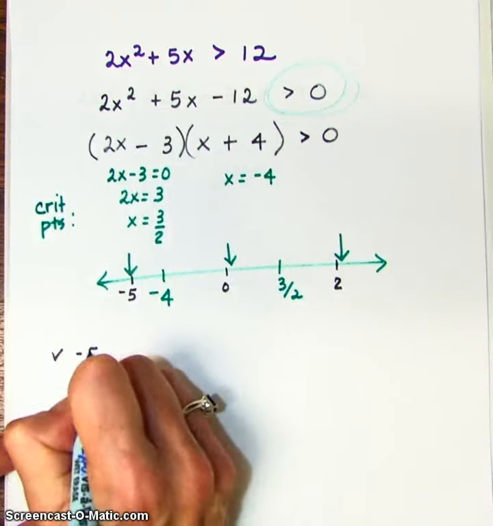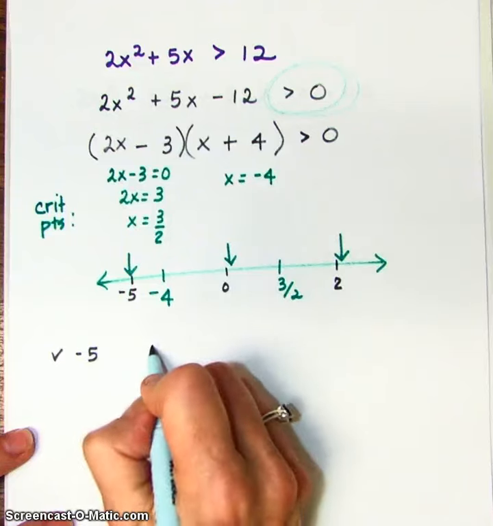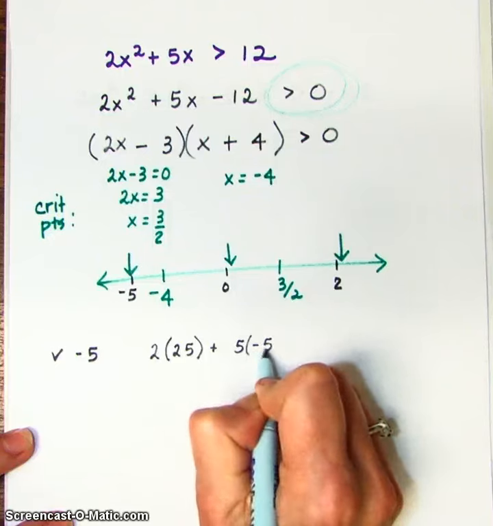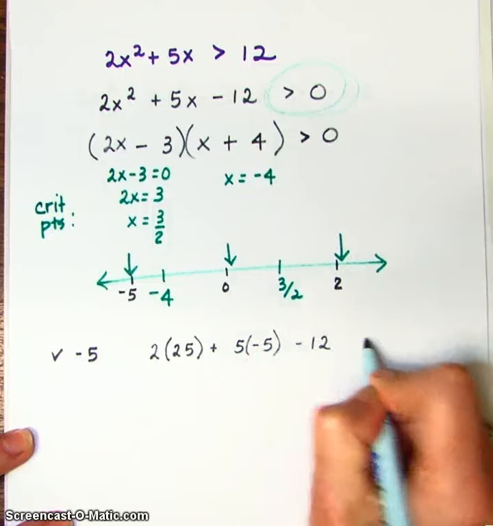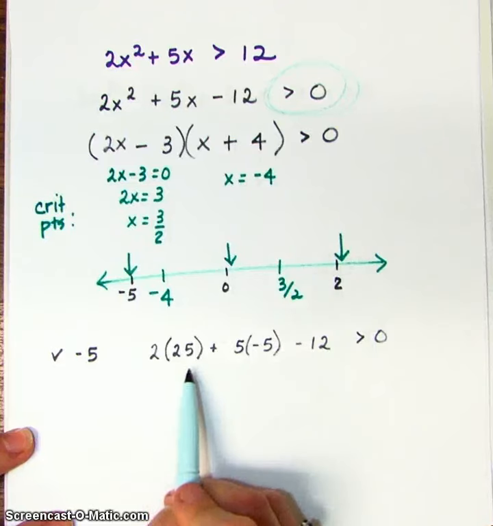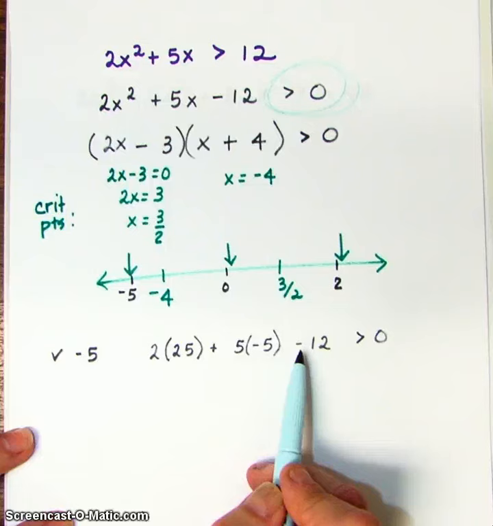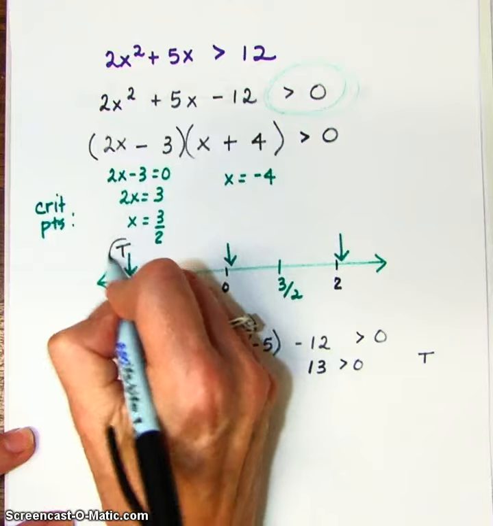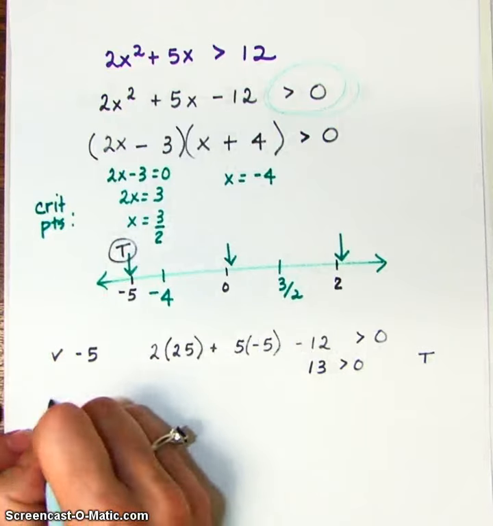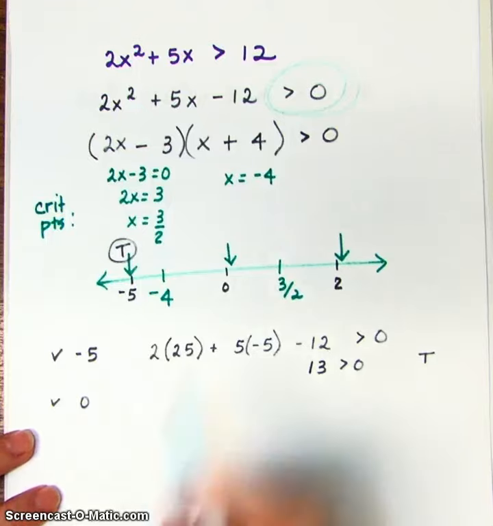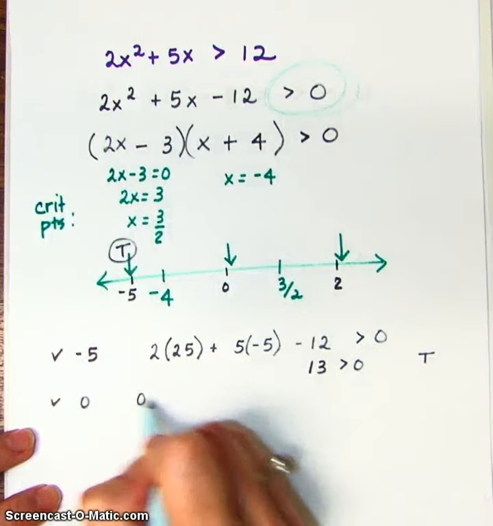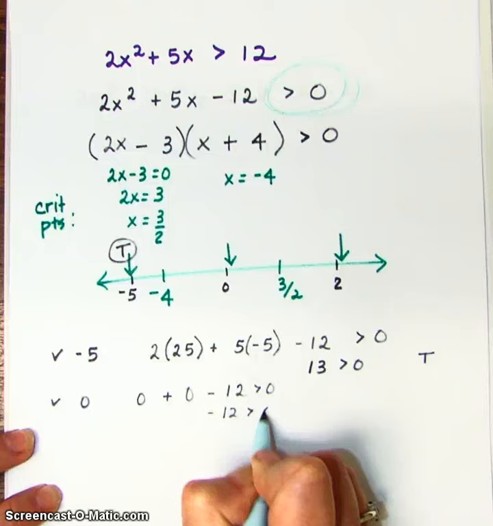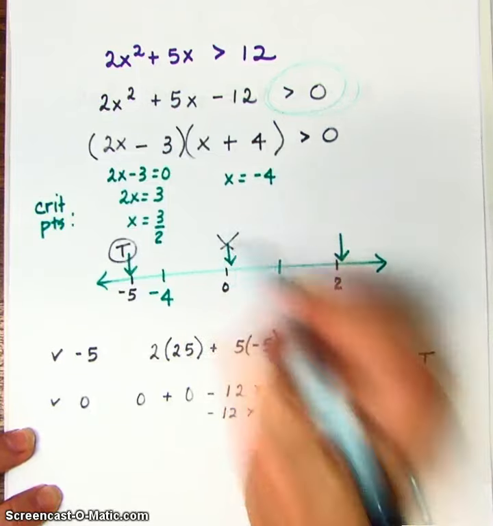So let's test negative 5. Go back to the original. That's going to be 2 times 25 plus 5 times negative 5 minus 12, and we're going to see if that's greater than 0. So that's 50 minus 25 is 25, minus 12 is 13, greater than 0. That appears to be true. So this part looks true. Now let's check 0. If I put in 0, I'm going to get 0 plus 0 minus 12 is greater than 0. Negative 12 is greater than 0. That is false. So not that part.